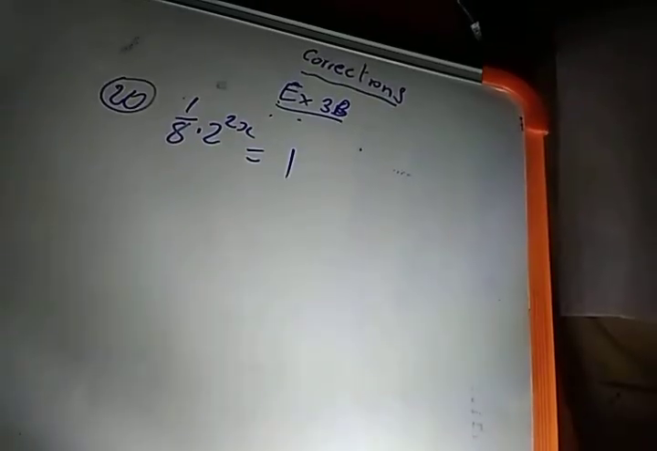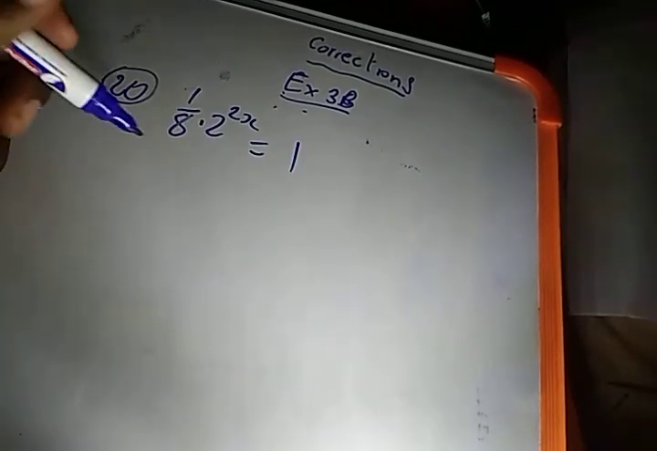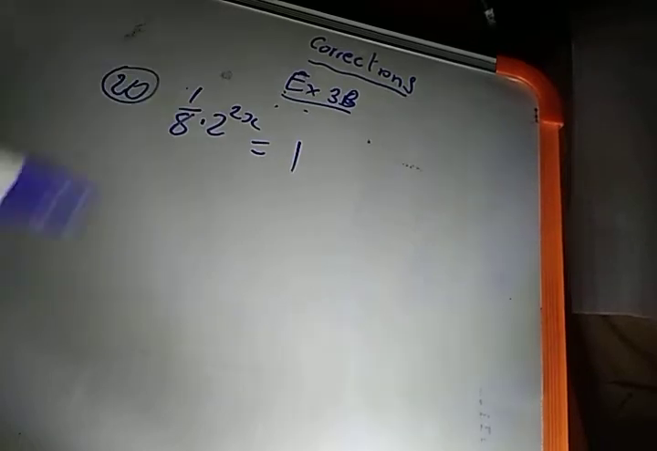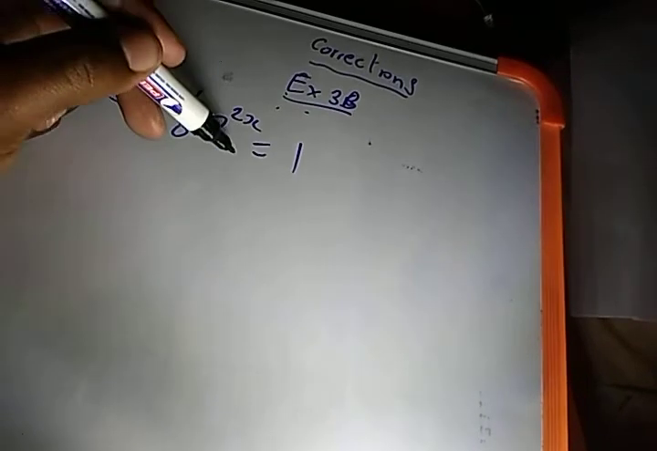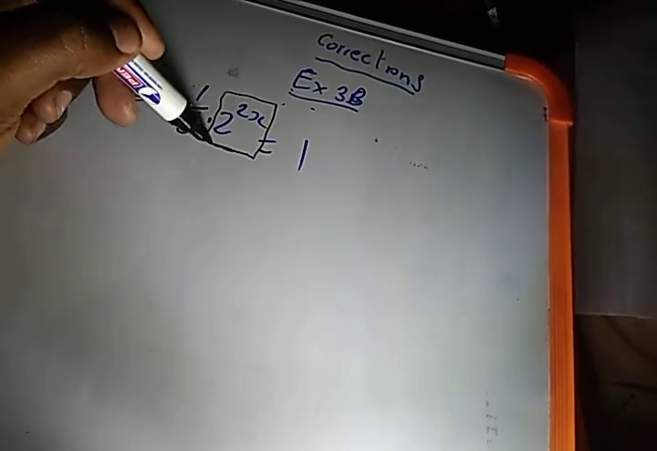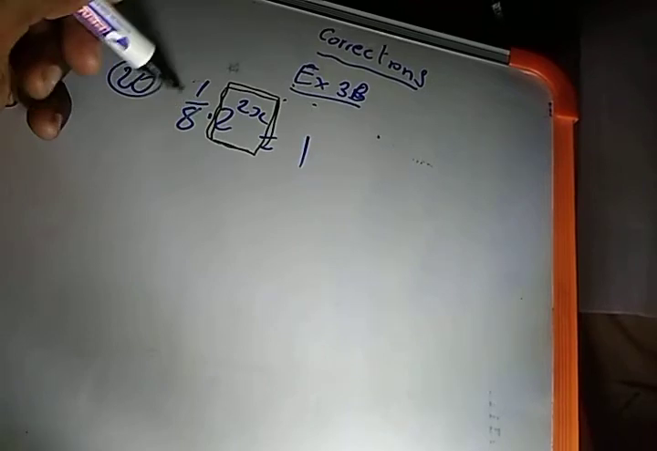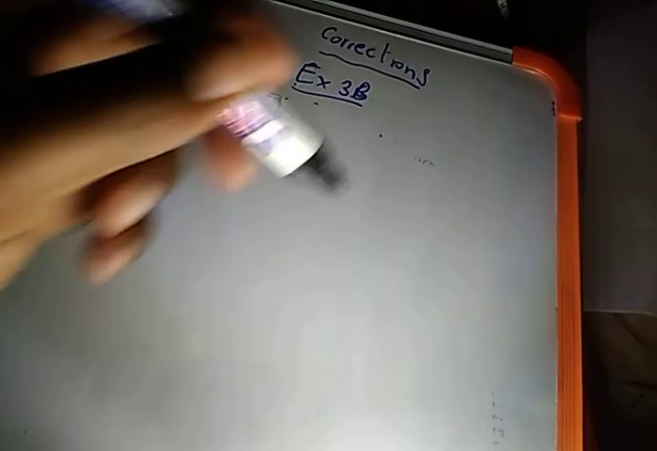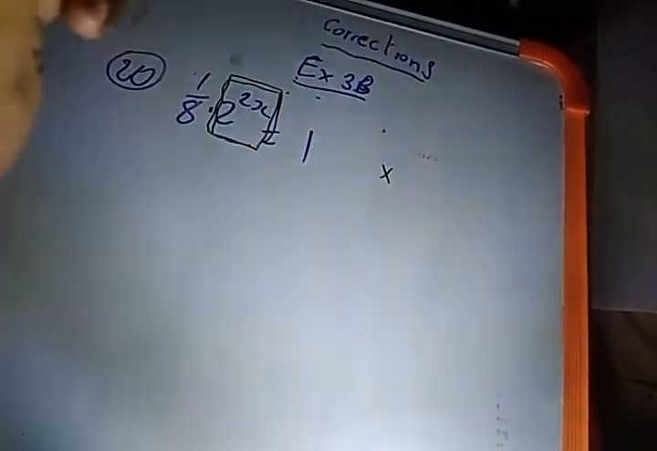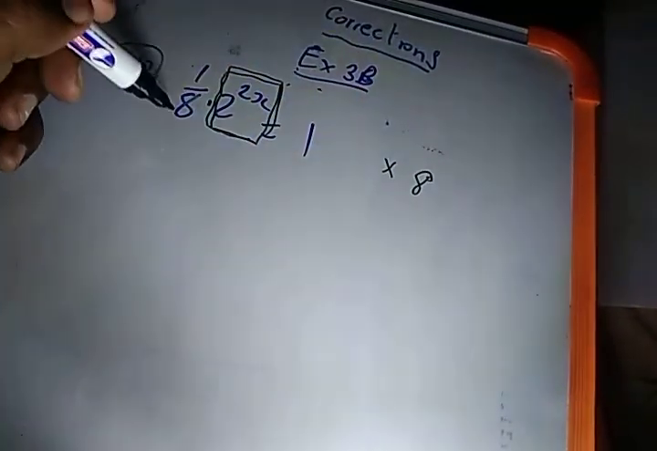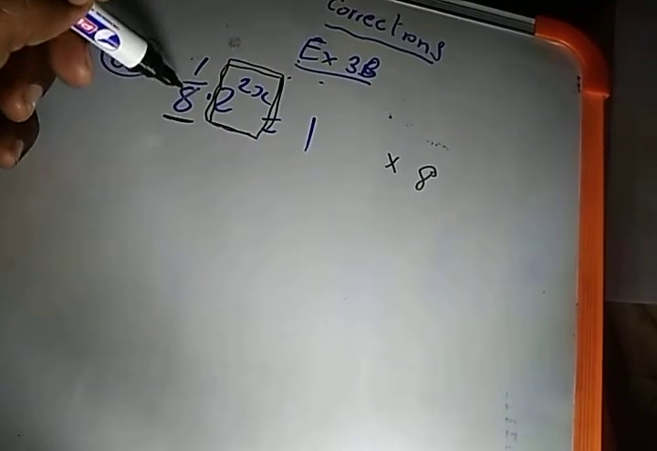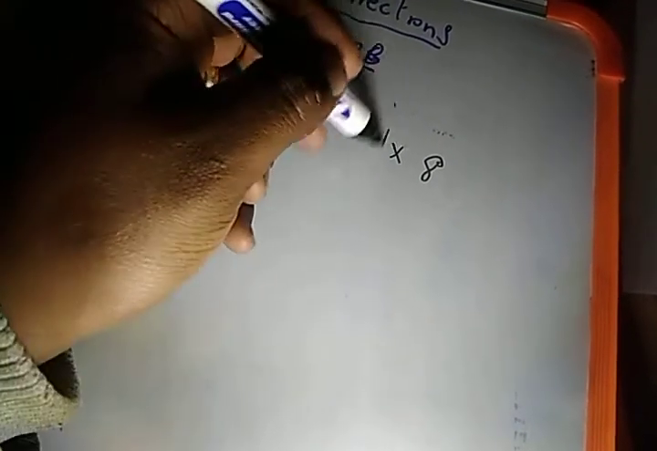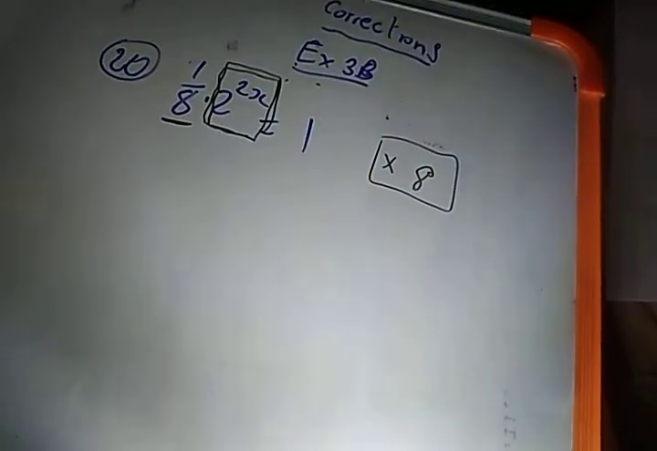Number 20 is as follows. So what we have to do here, we need to always be smart. When we solve for x, we need to solve for this power. We need to separate this power from this coefficient, whatever this coefficient is doing here. So what we'll do is multiply that equation by 8 because we're trying to get rid of the 1 over 8. 8 is in the denominator, so we'll multiply everything by 8. Whatever we do on the left hand side, we need to do on the right hand side.